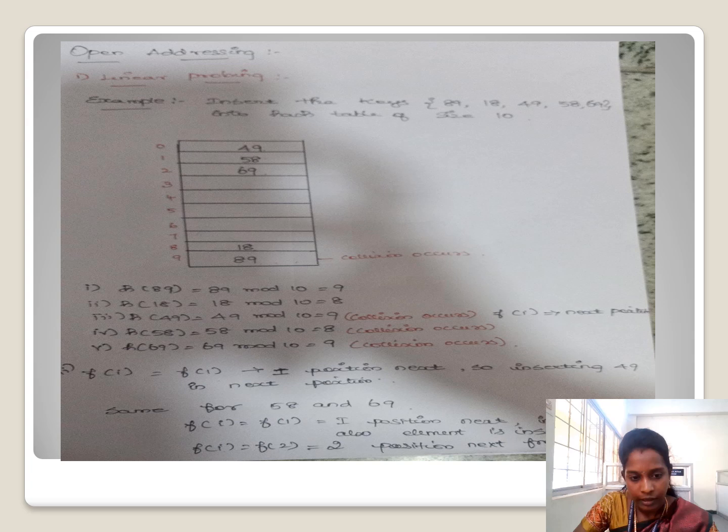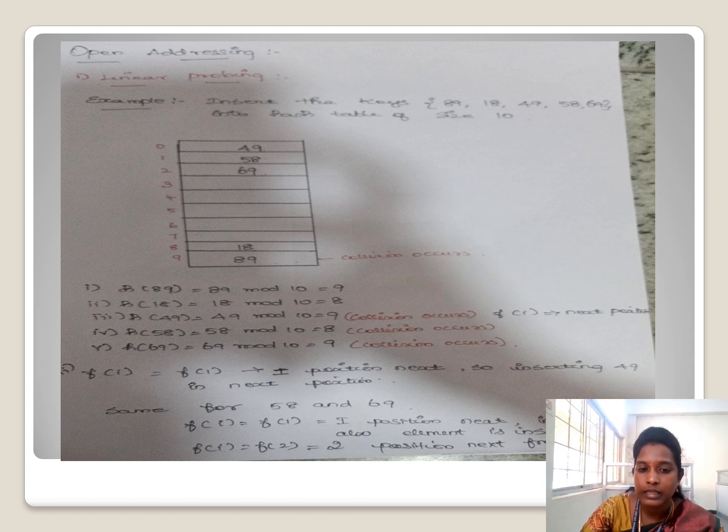For example, we are going to insert 89, 18, 49, 58 and 69, and our table size is 10. For 89, hash of 89 is 89 mod 10, which is 9, the 9th location. So in the 9th location I am going to insert 89. Next, 18 goes in the 8th location. Again 49, for 49 again the 9th location. I am going to insert the element in the 9th location, but already in the 9th location the element 89 is inserted.